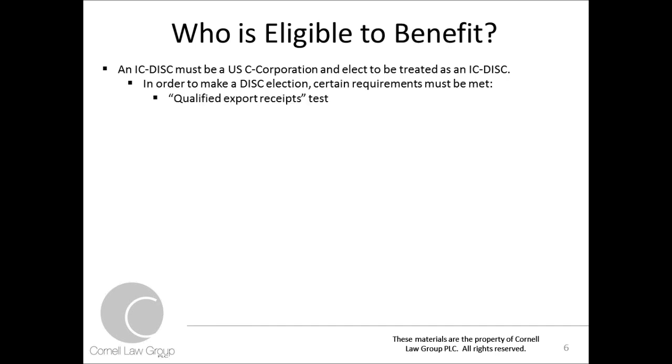Really the only gatekeeper requirement that determines whether or not a business can use an IC-DISC is the requirement that the IC-DISC has to earn its income, i.e. the commission that we discussed, from qualified export receipts of the related business. So basically, a business can use an IC-DISC if it has qualified export receipts that are significant enough to make implementing the structure worthwhile.